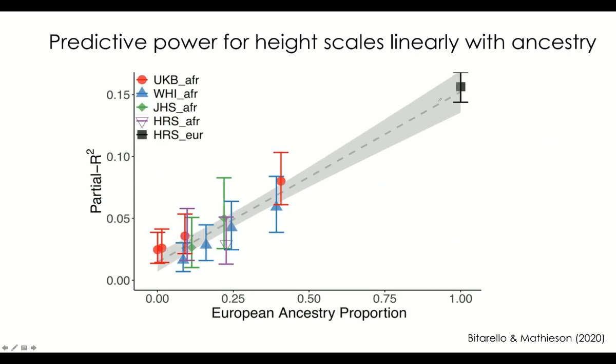So that tells us that there's a direct relationship between ancestry and the predictive power of the polygenic score. In this case, if you have 100% European ancestry, we explain something like 15% of the phenotypic variance. But if you have 0% European ancestry, then we only explain something like 1 or 2% of the variance. So that's pretty alarming. And of course, the next question we want to ask is why that should be the case.